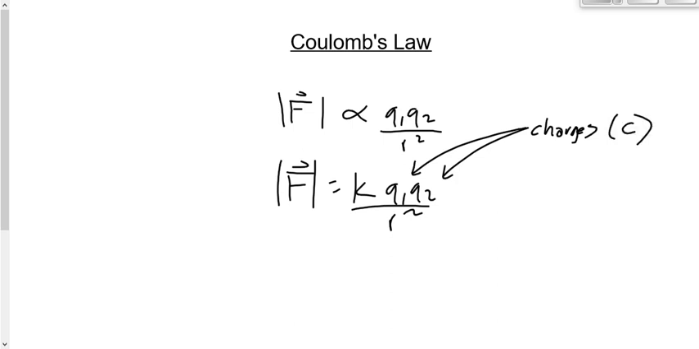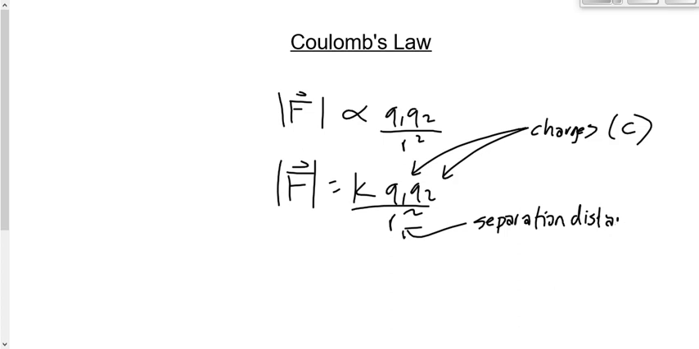In coulombs. And remember that we often see the charge in the context of these questions listed as microcoulombs or millicoulombs or something else because the coulomb is a big unit of charge. So be aware of that. R will be the separation distance.